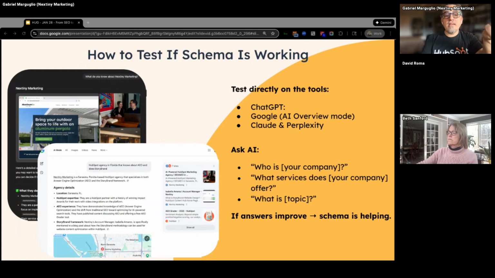The second thing is go to ChatGPT, go to Perplexity, go to Claude, go to Gemini, and ask the questions. Who is this company? And put the name of your company. What services do they provide? What is this topic? And put your topic in this context, and see if you show up. See if the narrative is the narrative you want it to be on AI. And when you find the gap, that's the content you're going to create.